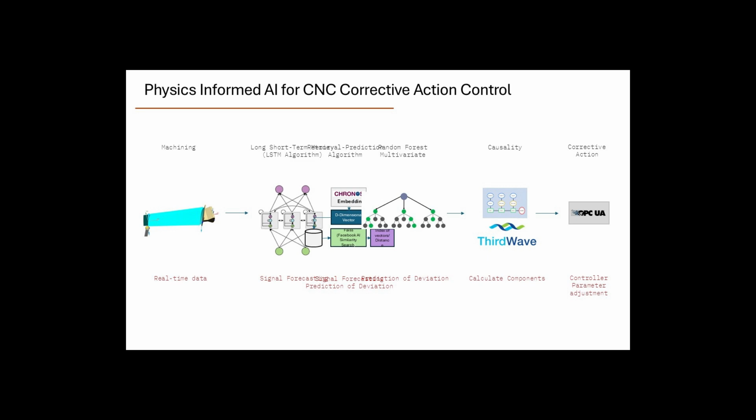But here what we're showing is the machining operation with real-time data being collected, and normally we would have gone the route of using an algorithm called LSTM, a long short-term memory algorithm. It's really good at forecasting. If you have a number of signals, it can predict what's going to happen in the next few seconds. The further out you go, the less accurate it gets. Then we would have sent that forecasted signal into, for example, a random forest multivariate regressor to come out with the predictions of the control points.